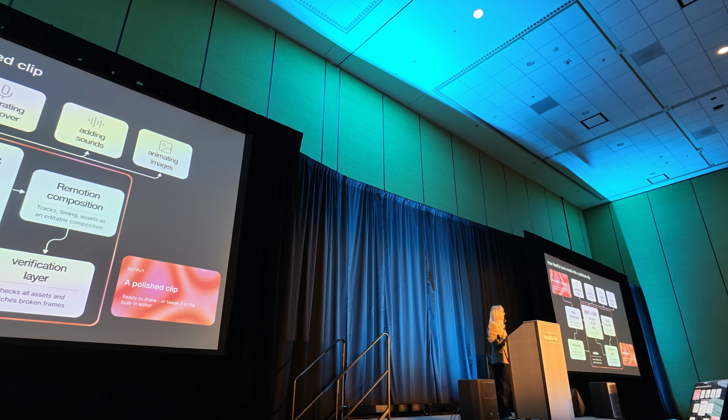And then the last thing is the verification layer. Of course, agents can make mistakes, and that's why we developed this verification layer to make sure that the composition is clean, is well defined, and everything will be rendered, and if there are some problems, then the agent will reiterate on the composition. And this is how we got to a polished clip.